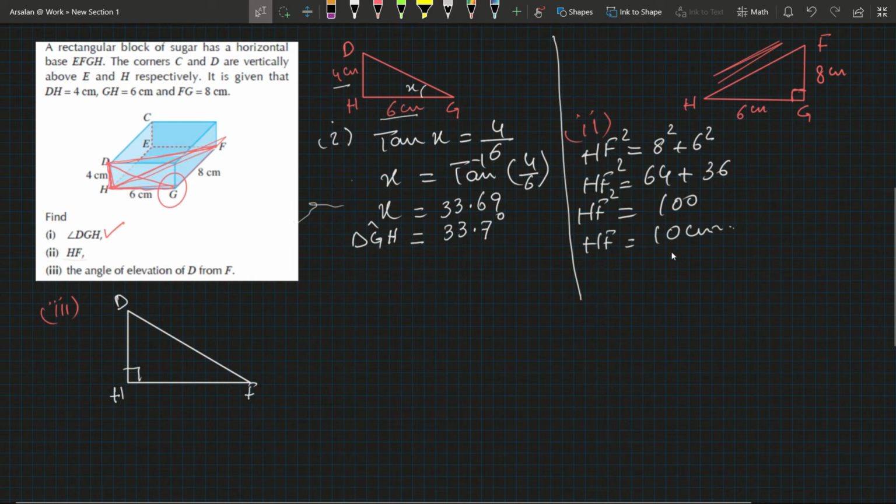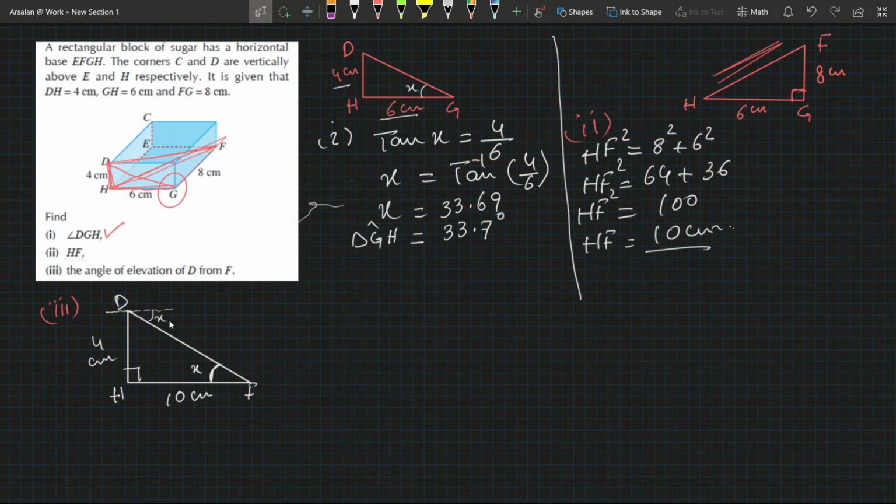And HF we have just found, it is 10 centimeter, and DH is given, it is 4 centimeter. And we need to find the angle of elevation of D from F, means we have to make this angle, and we have to find the value of the angle of elevation at the ground level, and it is always equal to the depression angle. In previous lectures I told you about the depression and the elevation angles. Both are alternate angles of each other, so they are always equal, right?